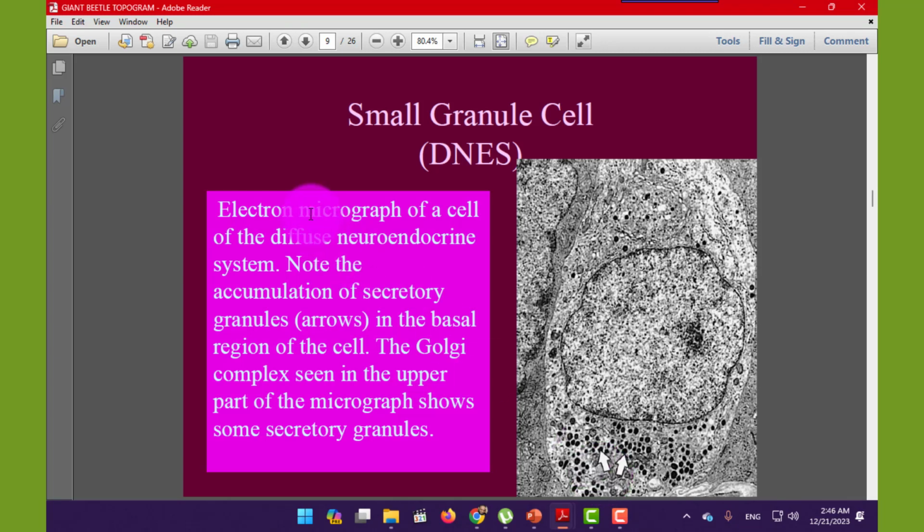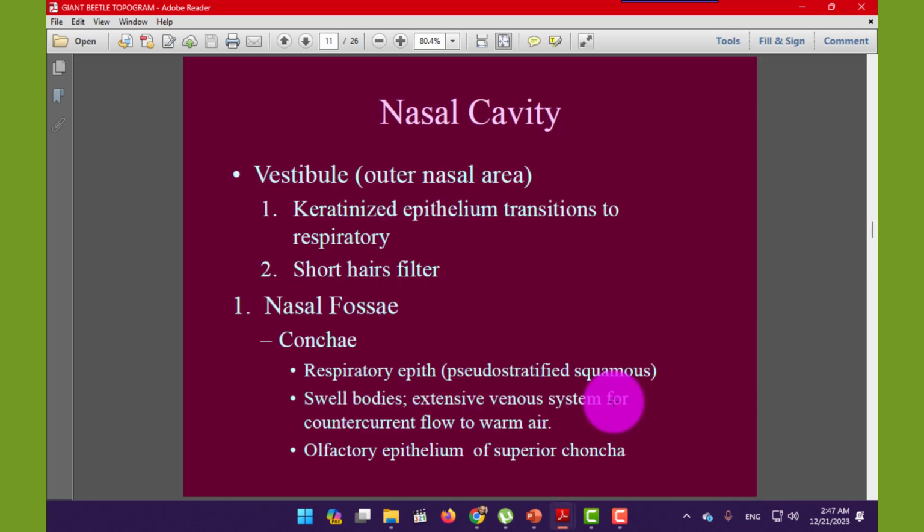Electron micrograph of a cell of the diffuse neuroendocrine system, showing the accumulation of secretory granules in the basal region of the cell. The Golgi complex seen in the upper part of the micrograph shows some secretory granules.